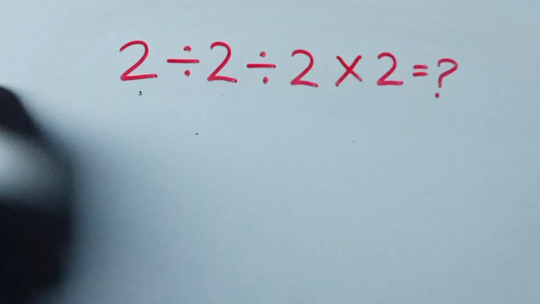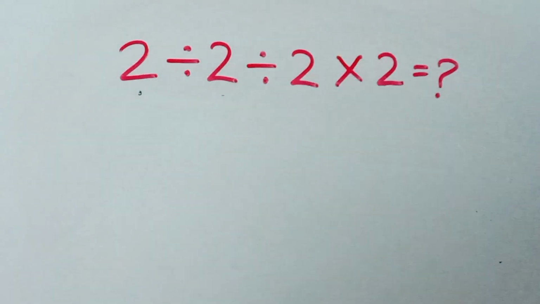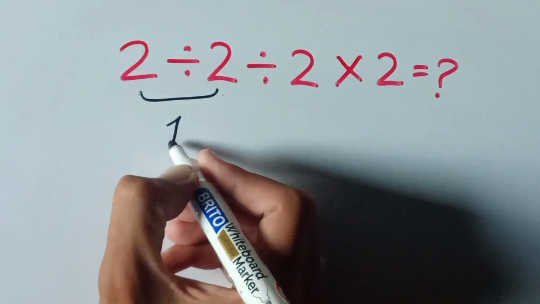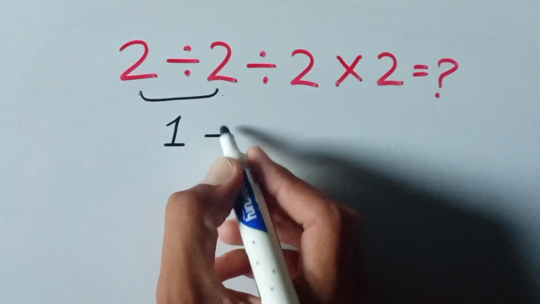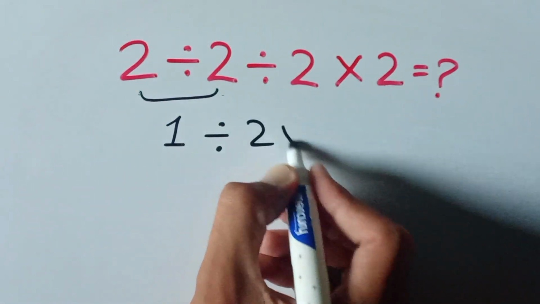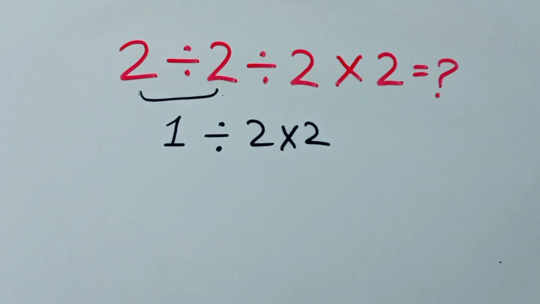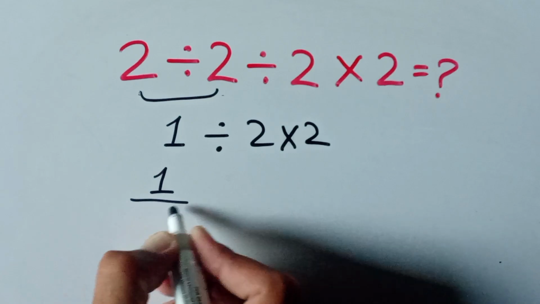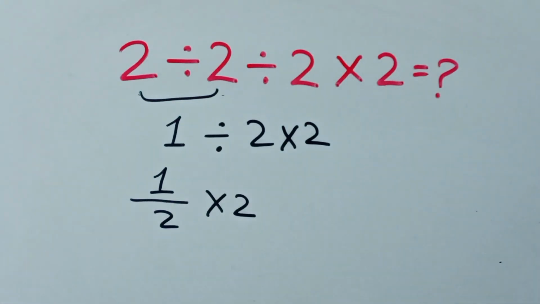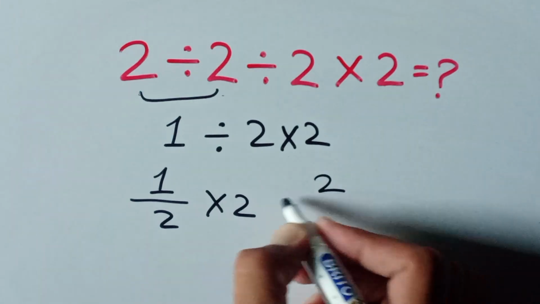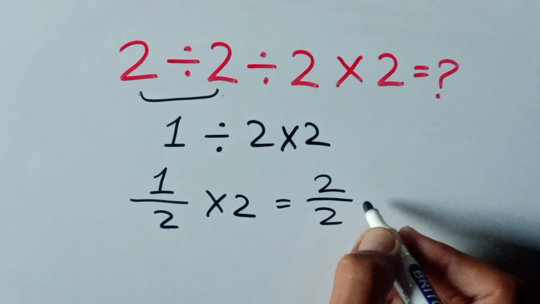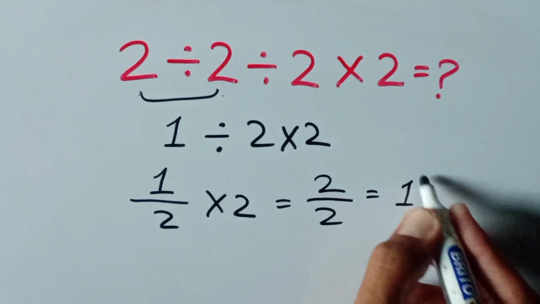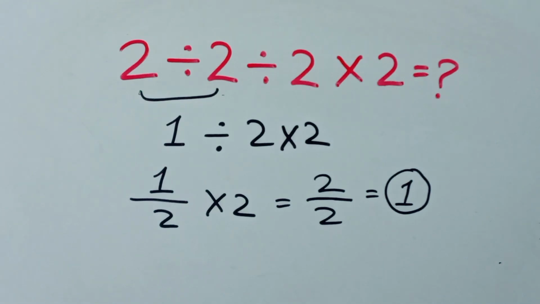I can solve this question according to the PEMDAS rule. So here, 2 divided by 2 equals 1. Then 1 divided by 2 times 2. Now from here, I can write 1 divided by 2 as 1 divided by 2 times 2. From here, 2 times 1 equals 2, divided by 2. And 2 divided by 2, guys, equals 1. This is the final answer of this expression.